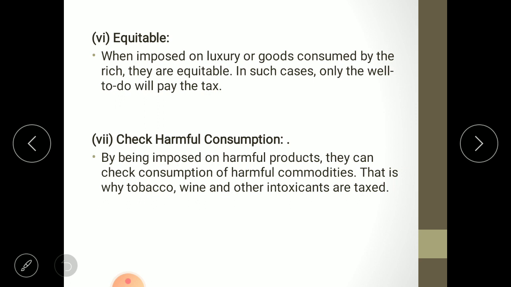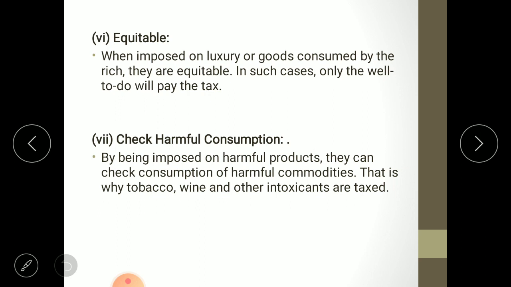Then the next advantage is checking harmful consumption. By being imposed on harmful products, they can check consumption of harmful commodities. That is why tobacco, wine, and other intoxicants are taxed. Harmful consumption means all those products which are harmful to the health of the consumer, which should not be consumed by any person. But as we said, India is an independent country, everyone has freedom, so no one can restrict you from doing anything, even if it is harmful to your health.